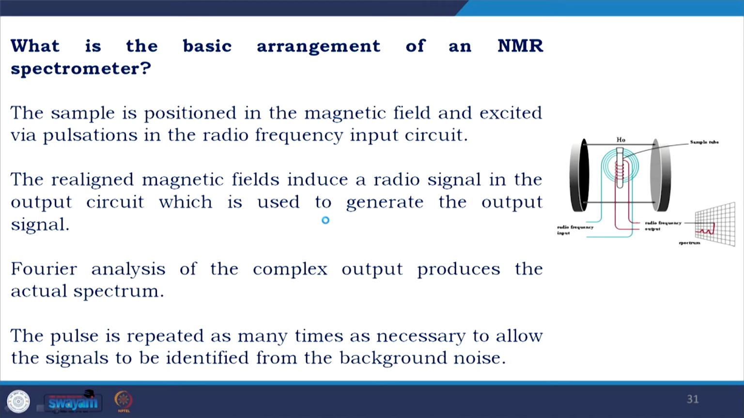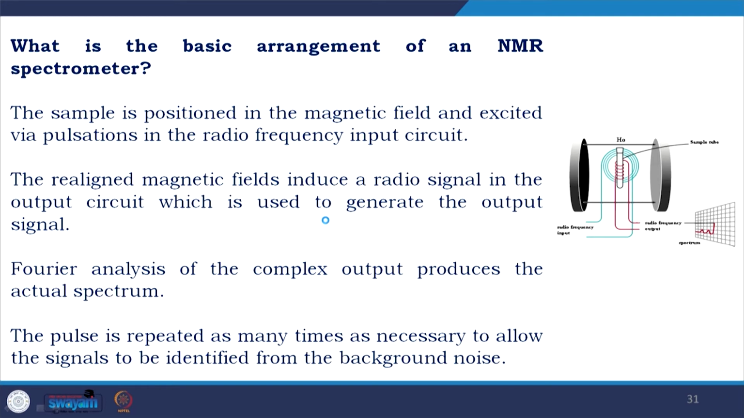The sample is positioned in the magnetic field and excited via pulsations in the radio frequency input circuit. The realigned magnetic field induces a radio signal in the output circuit, which is used to generate the output signal. Fourier analysis of the complex output produces the actual spectrum, which we are going to talk about.